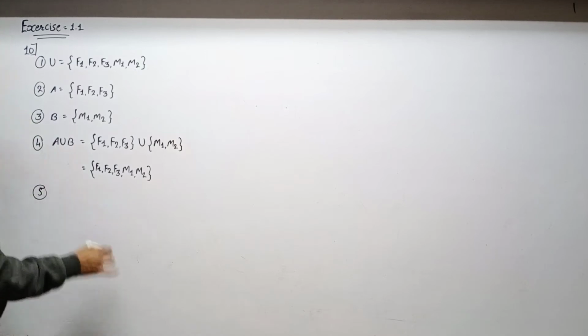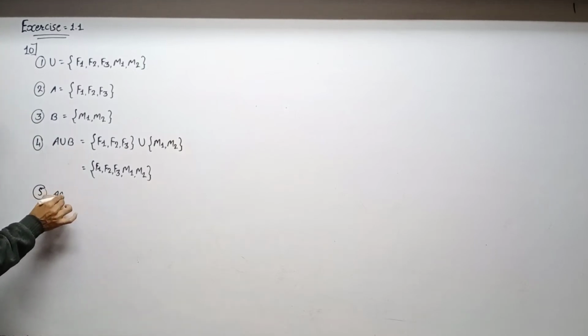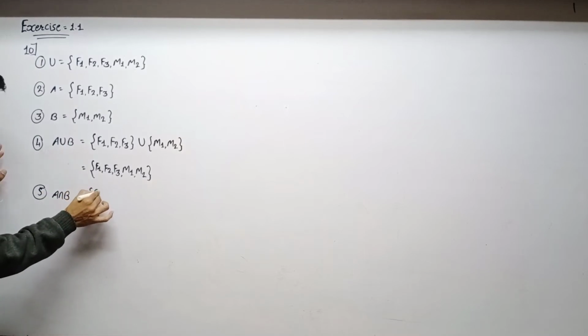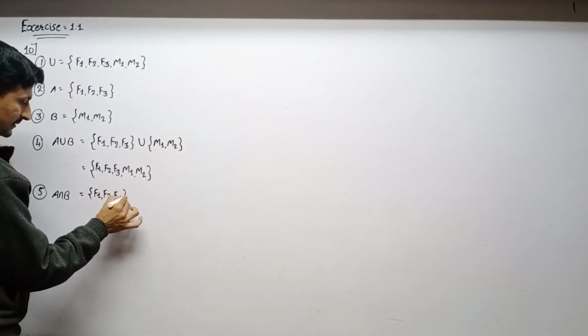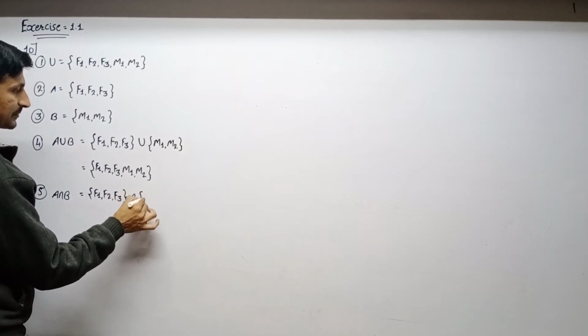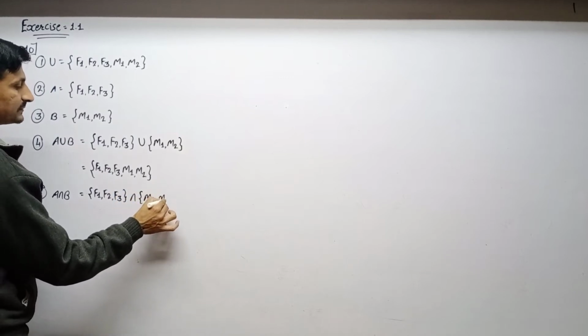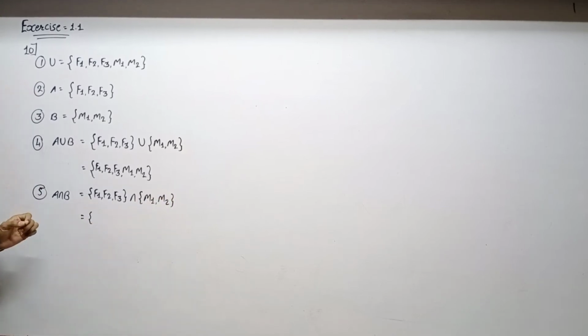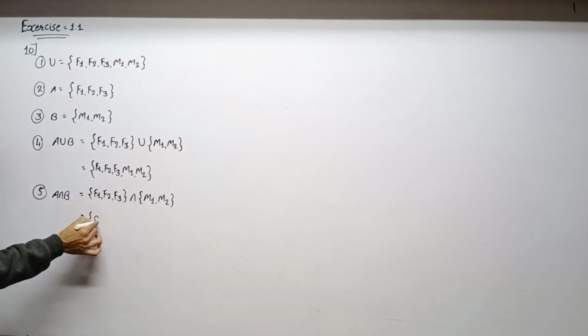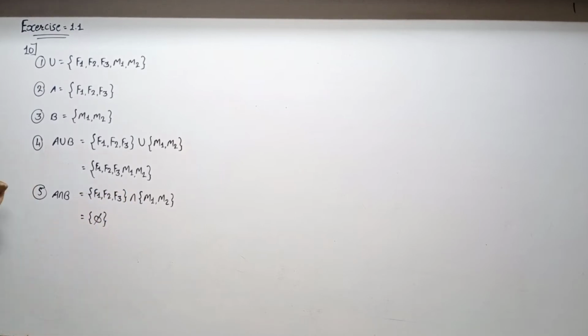Next. Question number 5. Find the A intersection B. Write down set A all the members: {F1, F2, F3}, intersection set B members: {M1, M2}. Intersection means same common members in both the set. Check it, none of the members are common. Answer is 5. So in another words, A intersection B is 5. Any key mutually exclusive event.